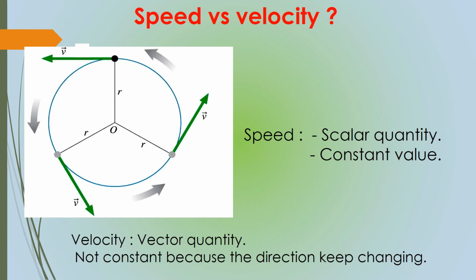Speed versus velocity in uniform circular motion. Uniform circular motion can be described as the motion of an object at constant speed. As it moves in a circle, it is constantly changing its direction, but the magnitude of the velocity is constant. Speed is a scalar quantity, so its magnitude is constant. But velocity is a vector quantity. It is not constant because the direction keeps changing.